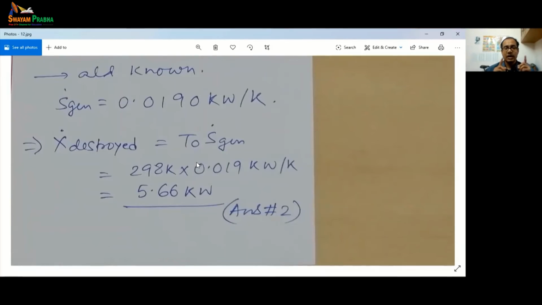Okay, if you take a control volume, the boundary of that control volume will be at the surrounding temperature, and that is 298 Kelvin. Okay, that's given. So the value you will get is 5.66 kilowatt. Okay, and that's the second answer we were after.